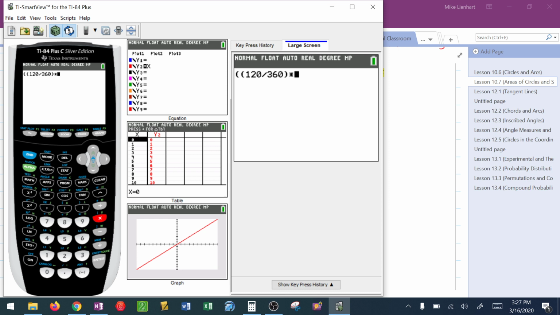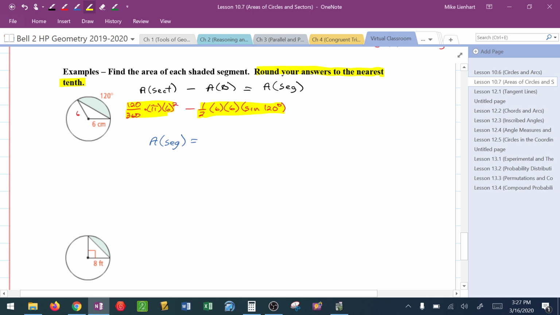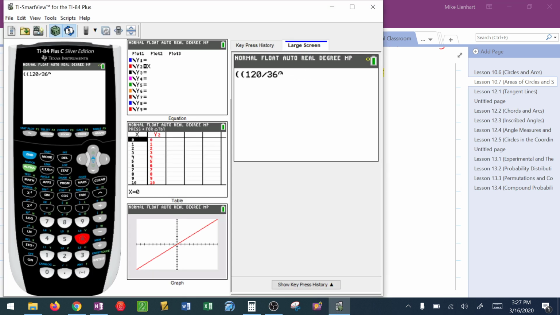Times pi, and on the graphing calculator, that's second caret, times, what's next? 6 squared. So I'm going to type in 6 squared. And that's the first part. So I'm going to put a parenthesis there. Subtract from that. Now I'm ready for the second part.